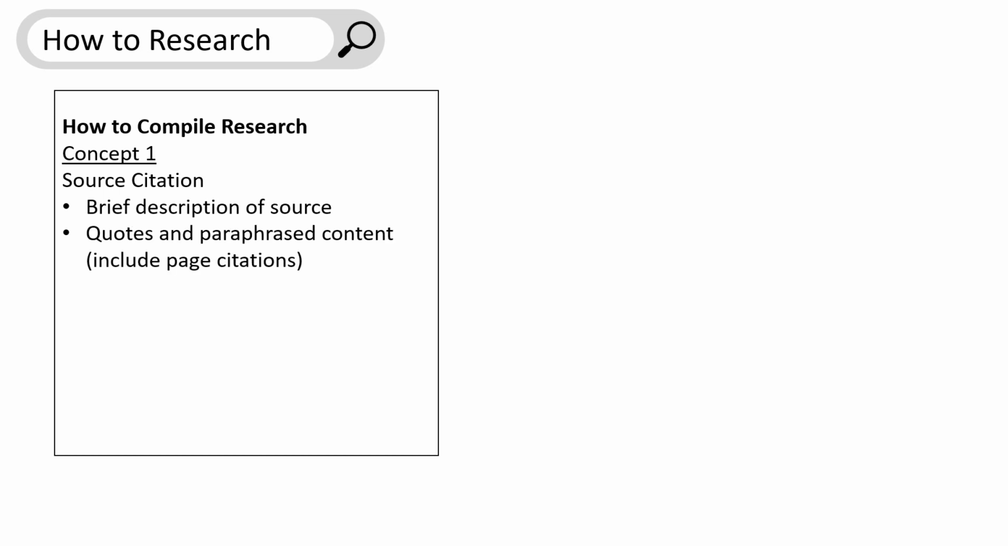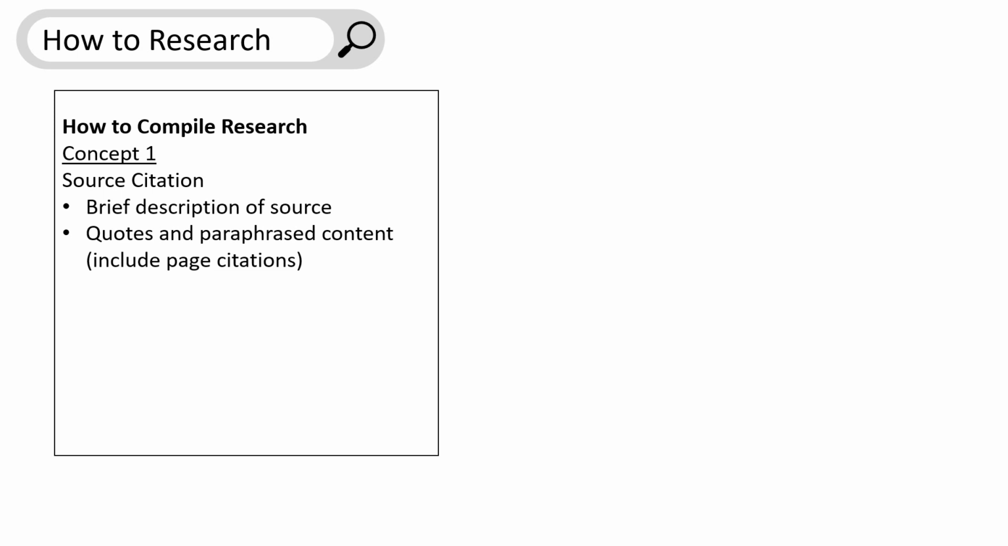Instead, if you cite them as you go along, it'll save a lot of time for you in the long run. And under each source citation, I'll include a brief description of that source, especially if I'm planning to write an annotated bibliography. And I'll include quotes and paraphrased content, including page citations or page numbers, so that I can look back at those pieces of information and potentially draw from them in my research paper.